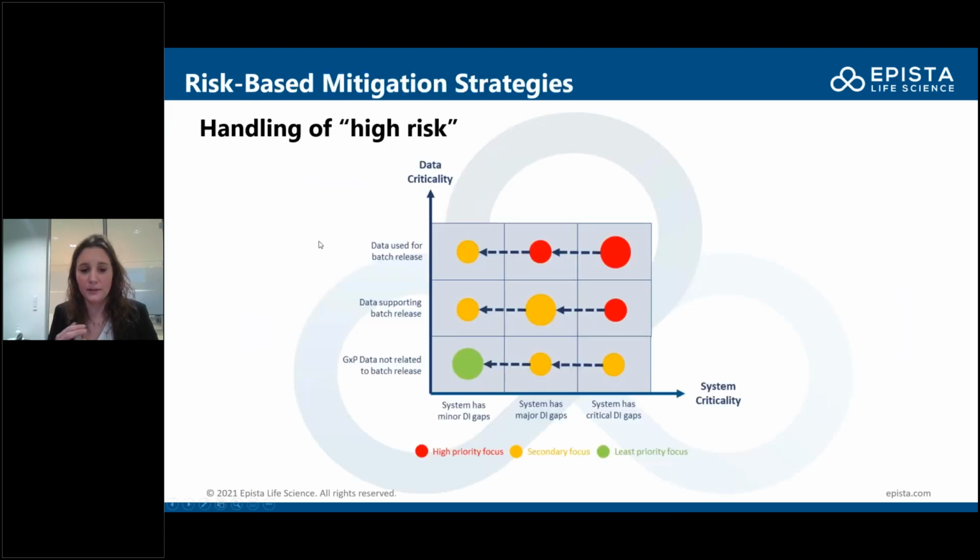So the idea is that you will not be able to change the data criticality. If you have a system that creates or generates data for a batch release, it will still do so even if you change the settings of that. So you can't change the data criticality. But what you can do is close the data integrity gaps that the system has. Then you can move down from critical gaps to major gaps to minor gaps, and hopefully at some point also to no gaps.